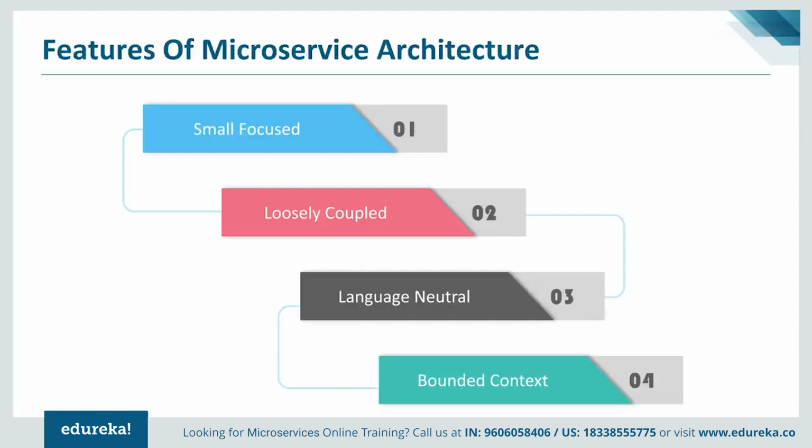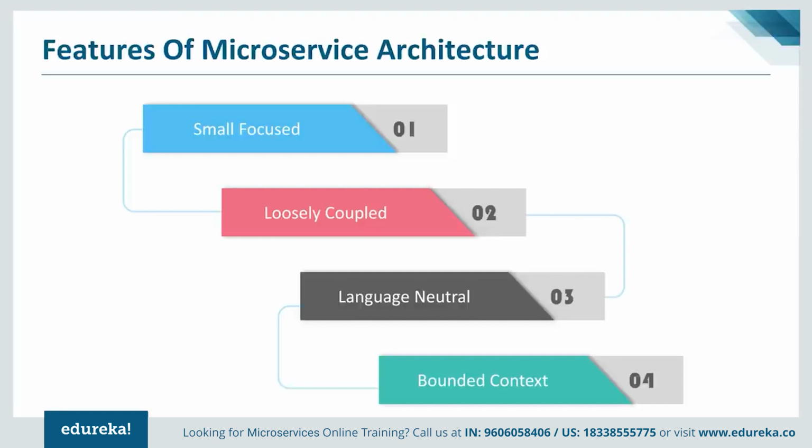Then the next point is loosely coupled. As I've already mentioned multiple times, each microservice is independent of each other and does not need to coordinate as well. This makes the development as well as the deployment real quick, guys, right? So if I have to update a particular service, I'll only update that service. I won't update the other services, right? So that way deployment becomes really quick. So that's the big advantage.